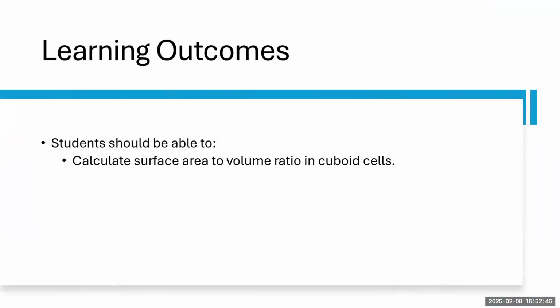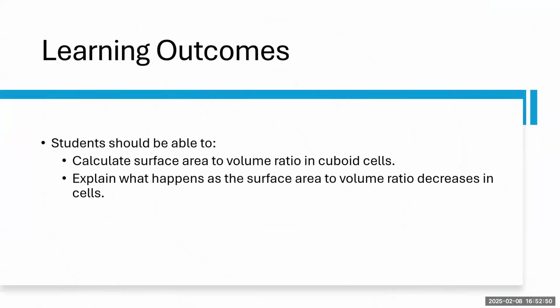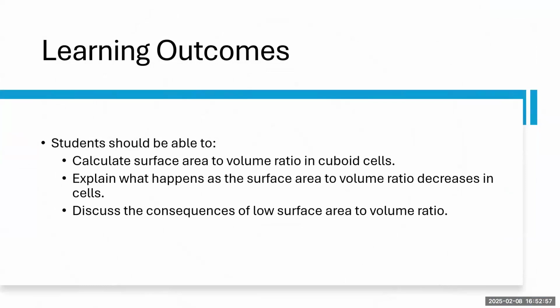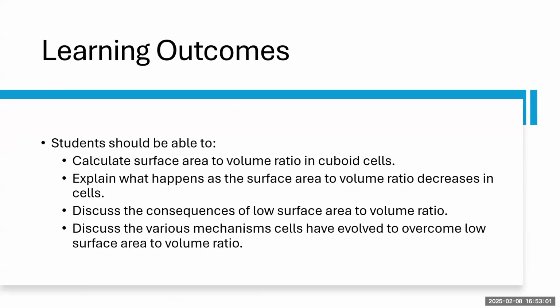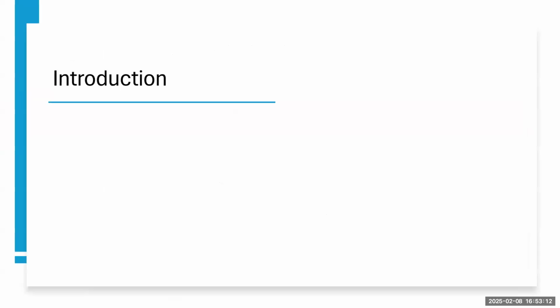So at the end of this session, students should be able to calculate surface area to volume ratio in cuboid cells. You should be able to explain what happens as surface area to volume ratio decreases in cells. You should also be able to discuss the consequences of low surface area to volume ratio. And you should also be able to discuss the various mechanisms cells have evolved to overcome low surface area to volume ratio. So let's start off with a nice little introduction.